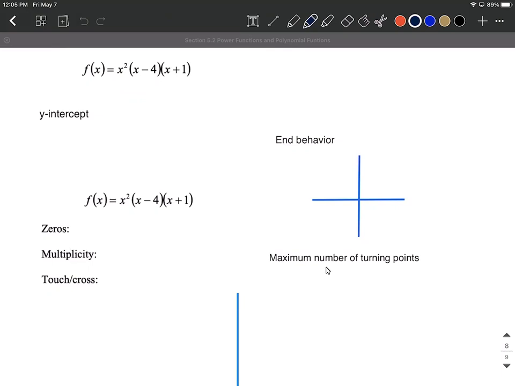To find the y-intercept, we know that y-intercepts always occur when x equals 0. So what we're going to want to do is plug in 0 for each of our x's. So 0 squared times the quantity 0 minus 4 times 0 plus 1. Now, as you can see here, we have 0 squared out in front, and everything's being multiplied together. So this is going to work out to just be 0, because 0 times anything equals 0.